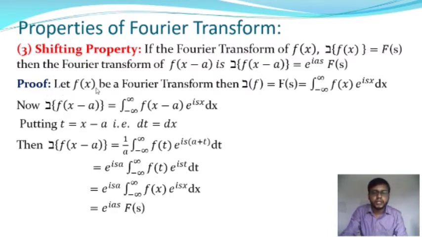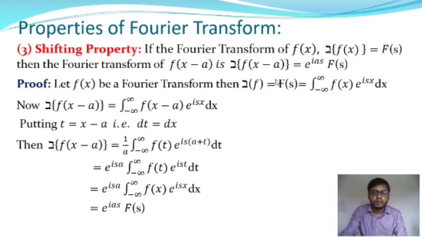Let f of x have a Fourier transformation. Then from the definition of Fourier transformation, zeta of f of x is equal to F of s is equal to the integration minus infinity to plus infinity f of x into e to the power i s x into dx. Okay, so this is the definition of the Fourier transformation for the function f of x, where the function f of x is defined in the interval minus infinity to plus infinity.